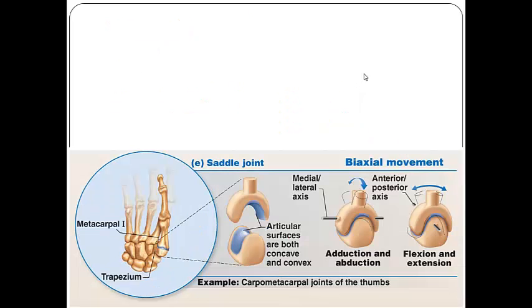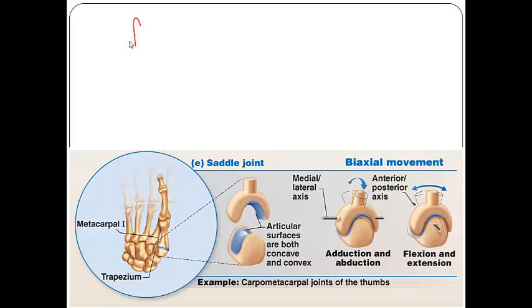The next one is a saddle joint. And one of the only saddle joints that we have in our body would be the carpometacarpal joint of the thumb. So this is kind of what allows you to twiddle your thumb. This one is going to be biaxial.